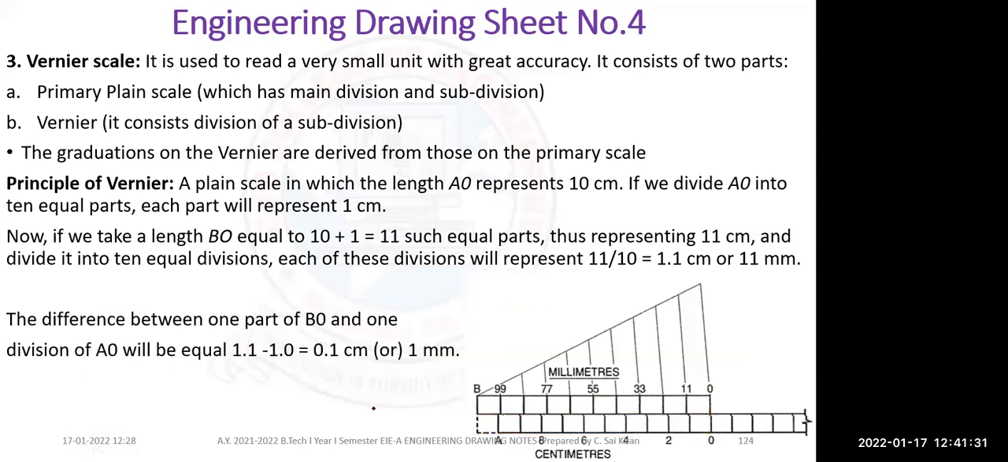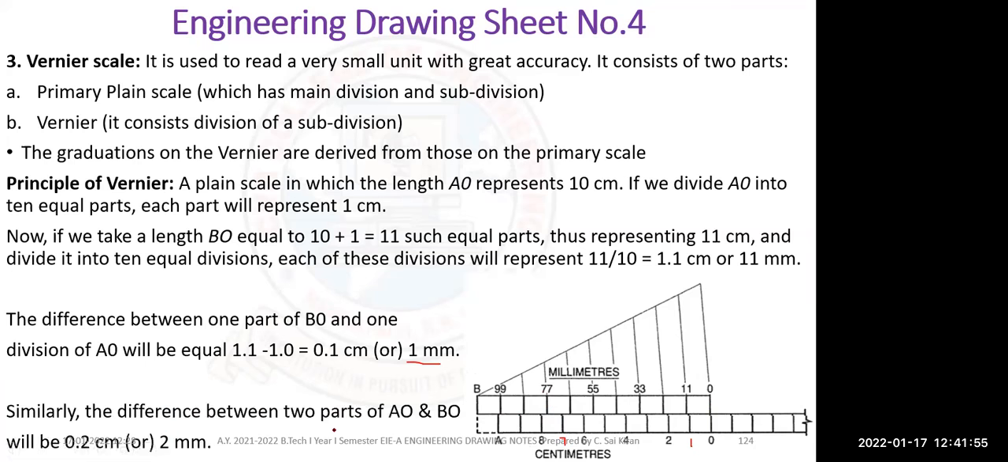If I subtract this from my 10 mm, it will become 11 minus 10, which is 1 mm. If I want to measure, this is my 7th point. So 77 minus 70, it will become 7. Similarly, 22 minus 20, it will become 2 mm, or 0.2 centimeter. So this is the principle we use in the Vernier scale.